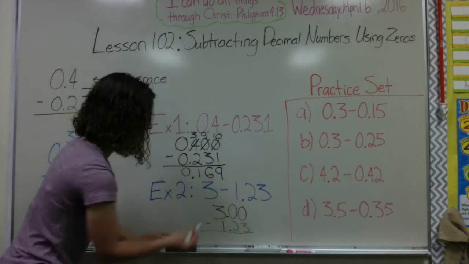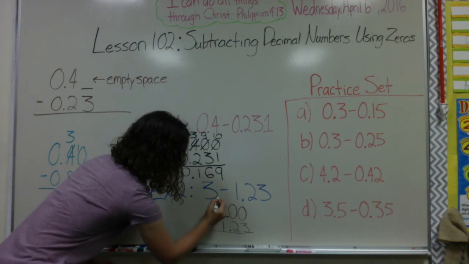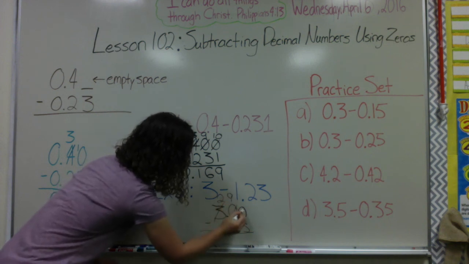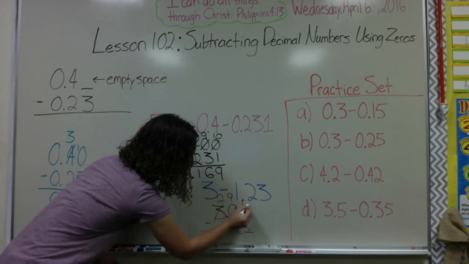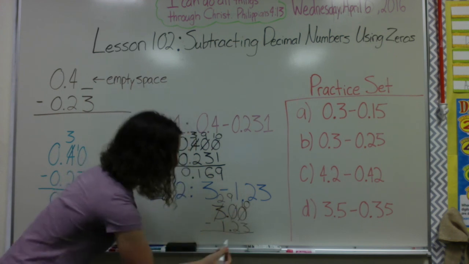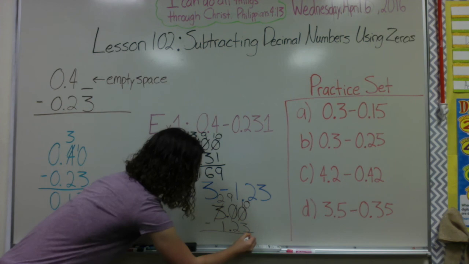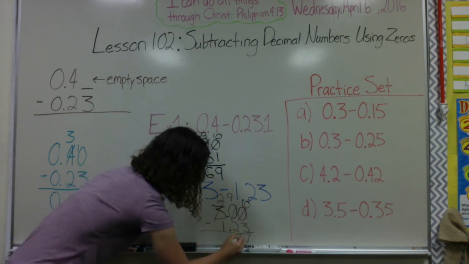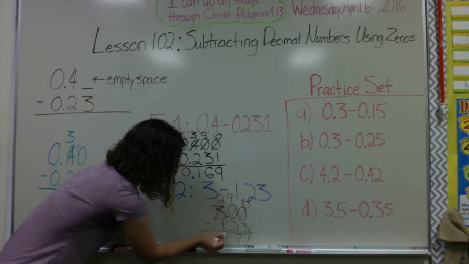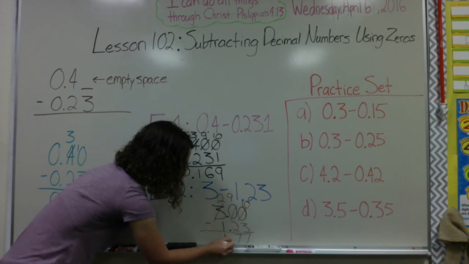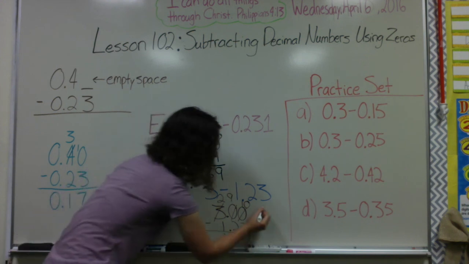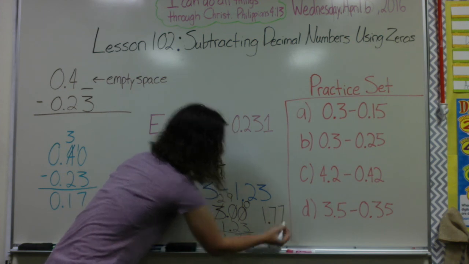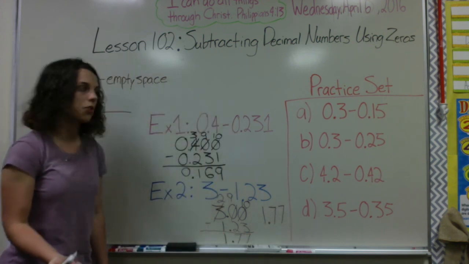Let's see. I have to borrow from the 3, which becomes 2. This becomes 10, which then will become 9 since I need to borrow and move more over. There's 10. 10 minus 3 is 7. 9 minus 2 is 7. And 2 minus 1 is 1. So I have 1 and 77 hundredths. I'll rewrite that here. 1 and 77 hundredths is what you should have gotten for example 2.